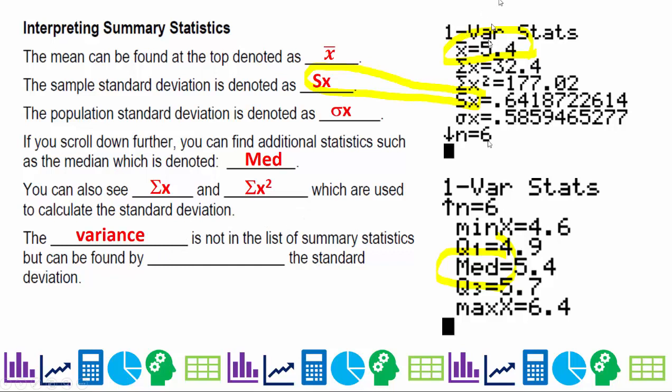Now, the variance is not on the list of these summary statistics, but basically it's just the square of Sx. So square the standard deviation there, and you can get the variance.